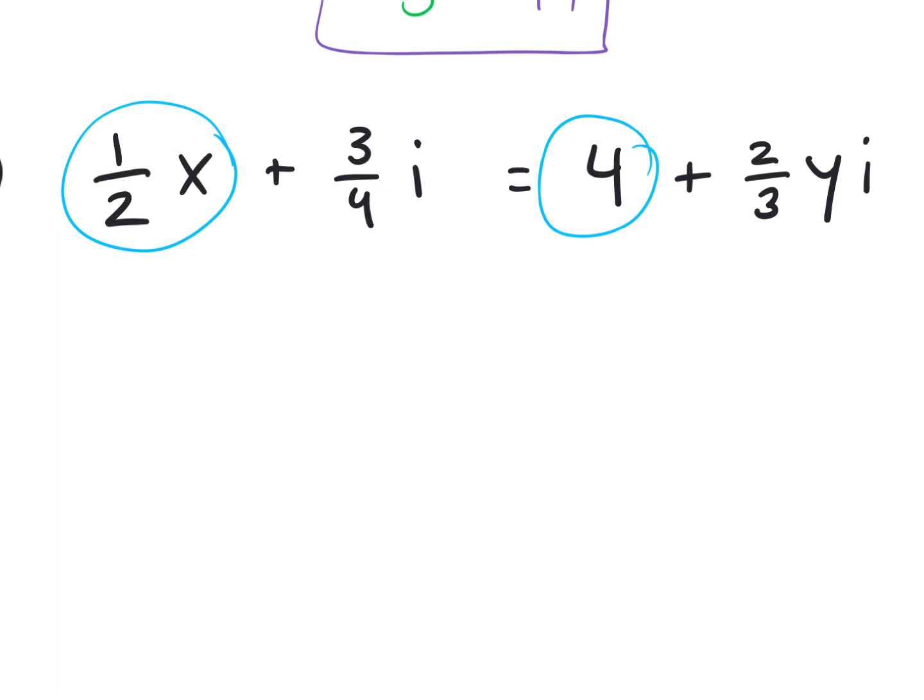Awesome. Let's set our real parts equal to each other. So 1/2 x is equal to 4. Now, how would I solve for x? I can multiply 2 on both sides. So we can either divide by 1/2 or multiply by the reciprocal, which is multiplying by 2. So it cancels there. So x is equal to 8. Awesome.